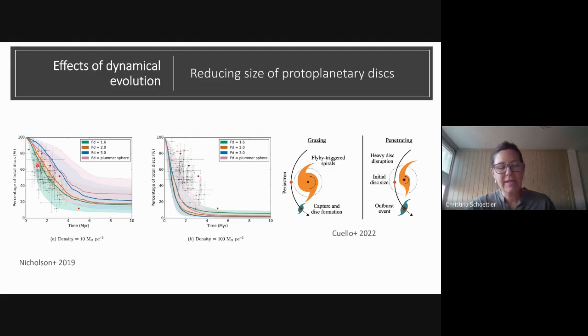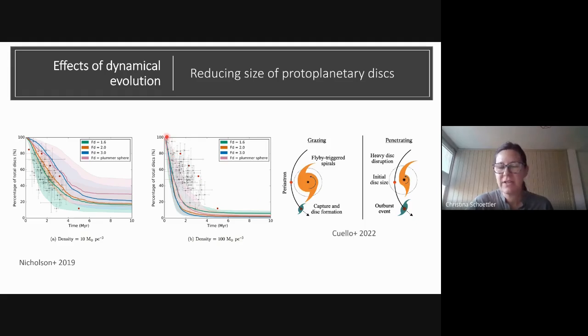This is a lower density star-forming region, only with 10 solar masses per cubic parsec, compared to the 100 solar masses per cubic parsec setup. And we can see here that when you start with every single star having a protoplanetary disk, this protoplanetary disk can quickly get destroyed. After 4 to 5 million years, we have about 20 to 30% of the total disks remaining. All the others have been reduced or destroyed by interactions with other stars.